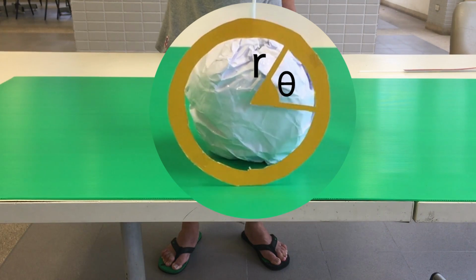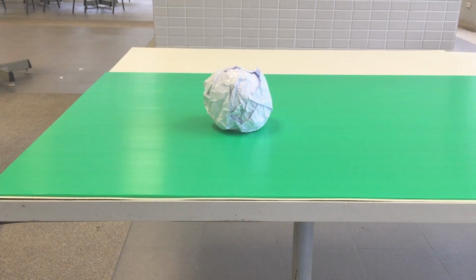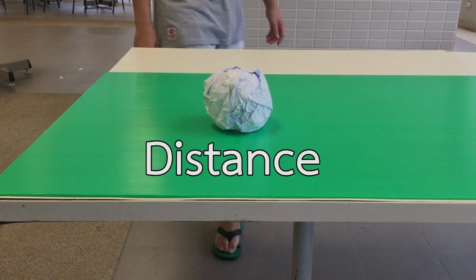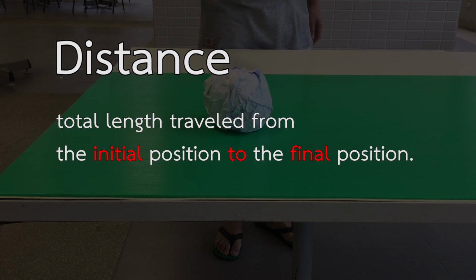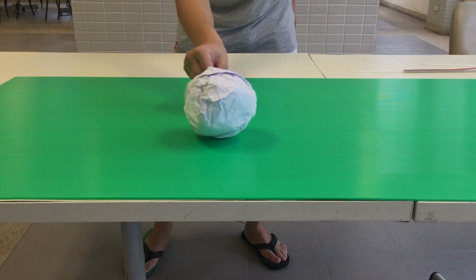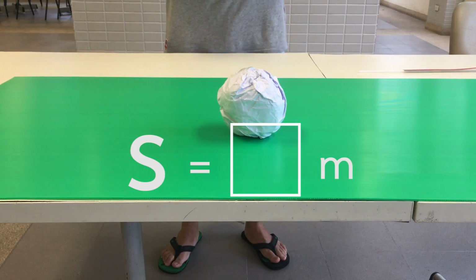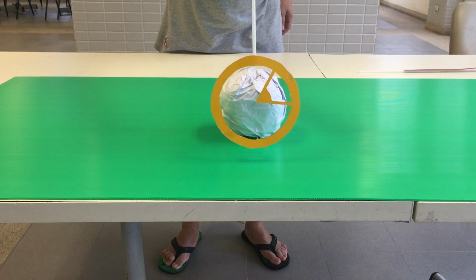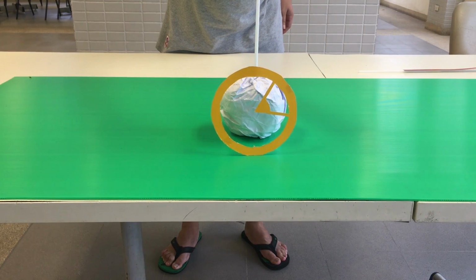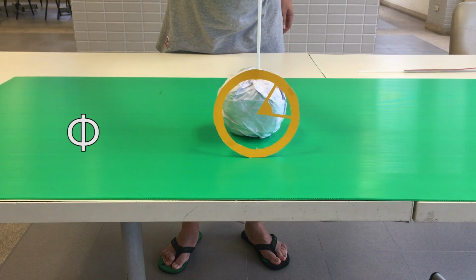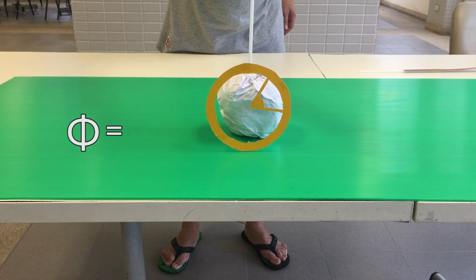Distance is the total length traveled from the initial position to the final position. It is a scalar. It has magnitude but not direction. In linear, it's symbolized by s, with the meter as the unit. In angular, it's symbolized by phi. It is in radians. It equals arc length s over radius r.